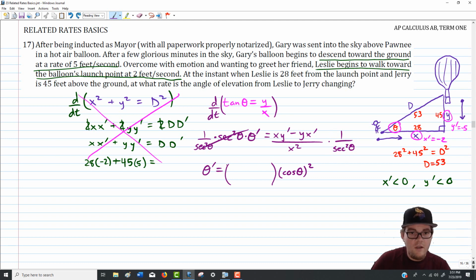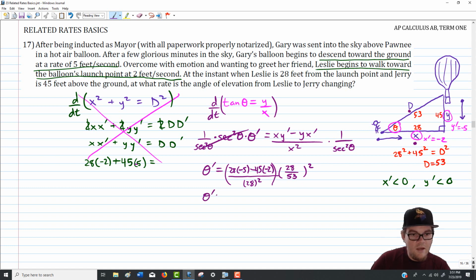As far as the ingredients here, x is 28, y prime is -5. I even had a mistake over there on that other side. Then we have minus y, which was 45, times x prime, which is -2, all over x squared, so 28 squared. And all of this is being multiplied by cosine of theta, and cosine of theta is adjacent over hypotenuse, which in our case is going to be 28 over 53.